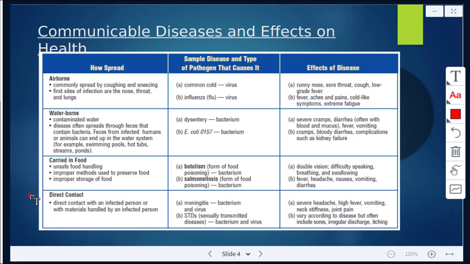Another method of spreading these communicable diseases is direct contact. So this is direct contact with an infected person or with the materials that were handled by an infected person. So example, meningitis. This is from a bacteria and virus. Severe headaches, high fever, vomiting, stiffness in the neck, and joint pains. And another example is STDs. These are sexually transmitted diseases from bacteria and viruses. So these effects will vary according to the disease, but will often include sores, irregular discharge, and itching.